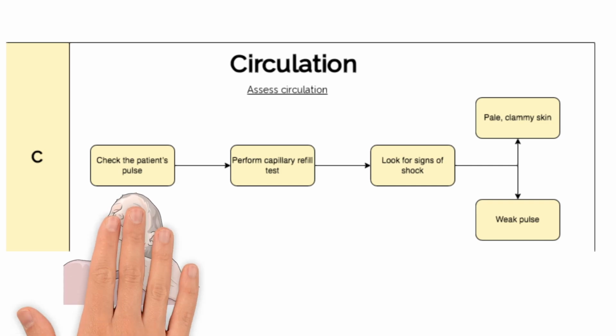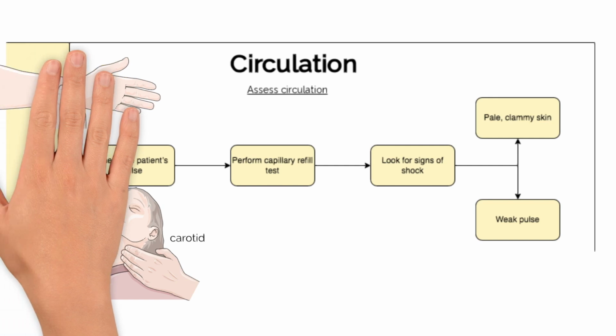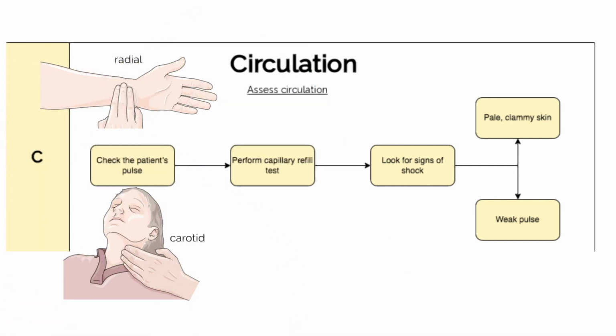Next is circulation. Check for a pulse at either the carotid or radial artery. Observe the skin colour, temperature, and capillary refill time. Note any signs of shock, which can include pale, cold, clammy skin and a weak pulse.